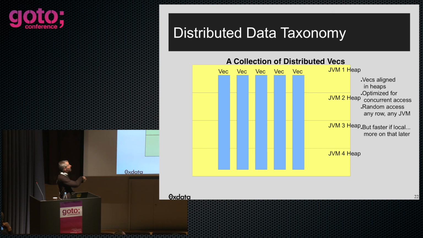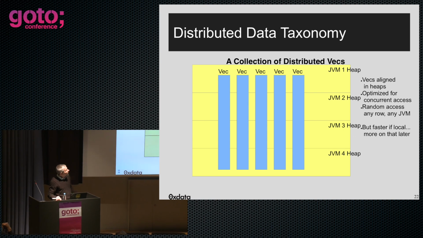Okay, so I said I had a vector. Typically, I actually have a bunch of them, and they're all aligned. They're aligned this way so that one core on one JVM can access all members of an observation going across at memory speeds. So while you can get at the data with random access on any row, any JVM, you're fastest if you're doing it with one core going across a row.